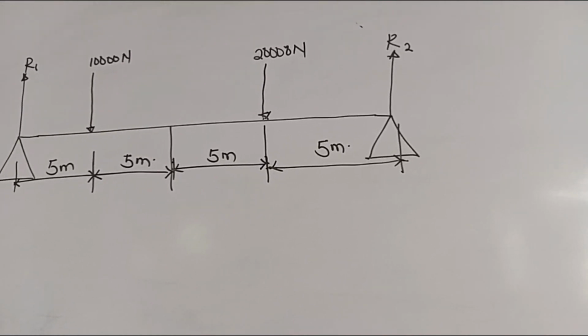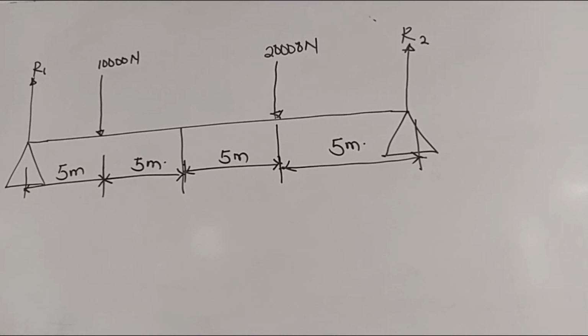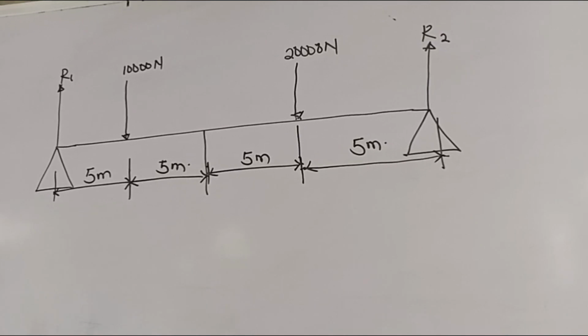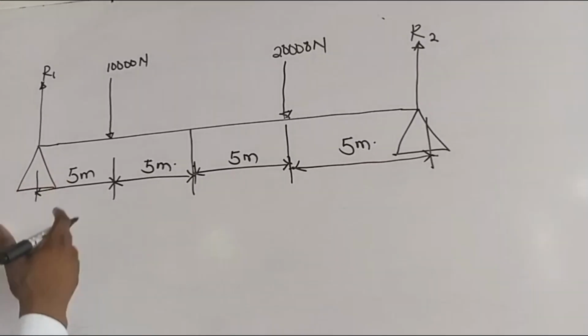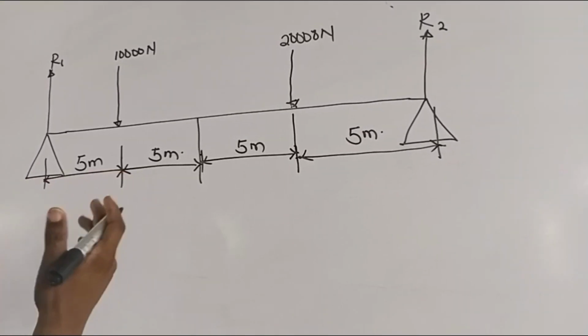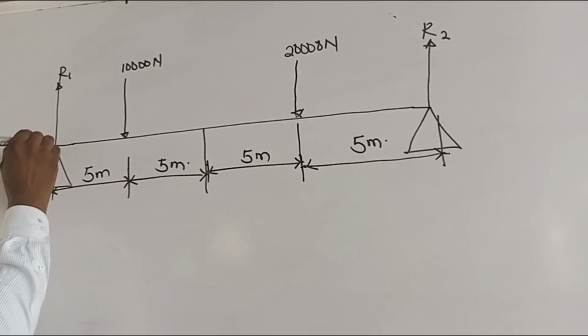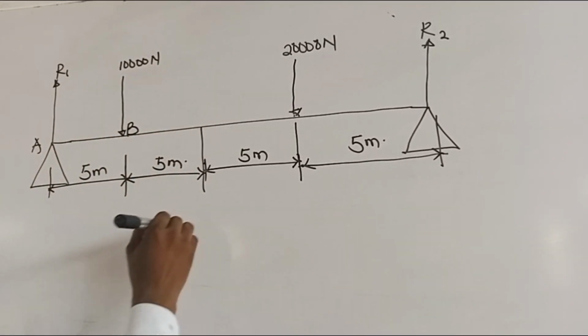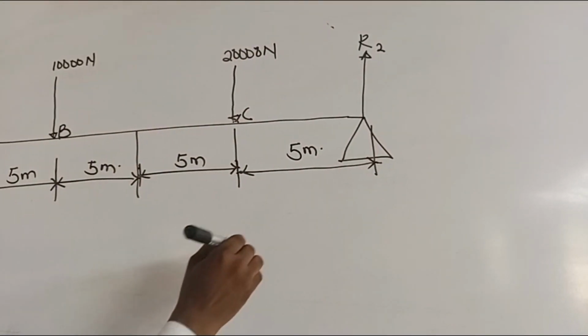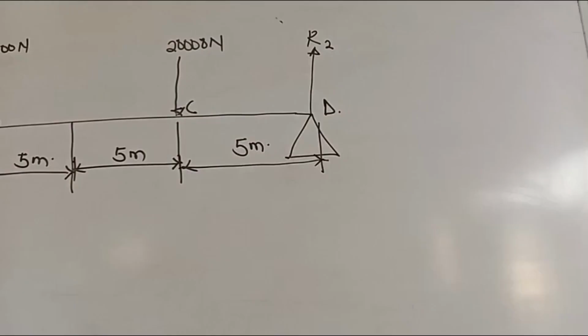Like I said earlier, it's a diagram which shows all the external forces acting on a particle or a body. So we can label the figure if we choose to. So let me call it point A. Here this load is, let's call it point B. Here this load is, let's call it point C. And here this load is, let's call it point D.